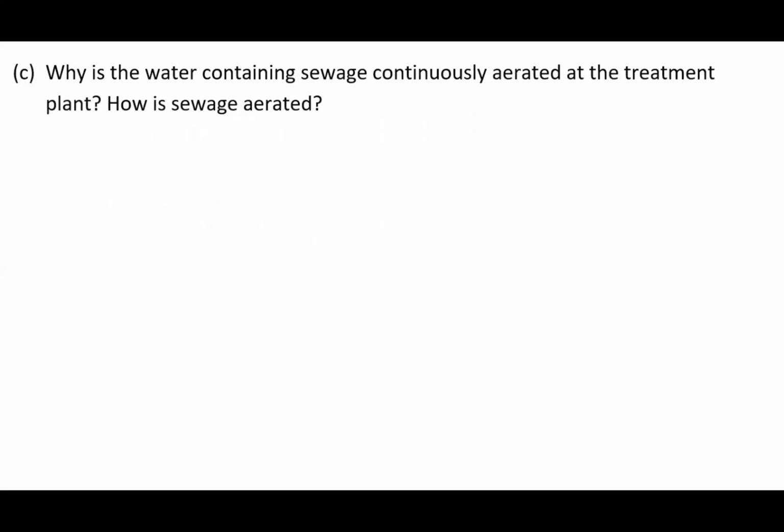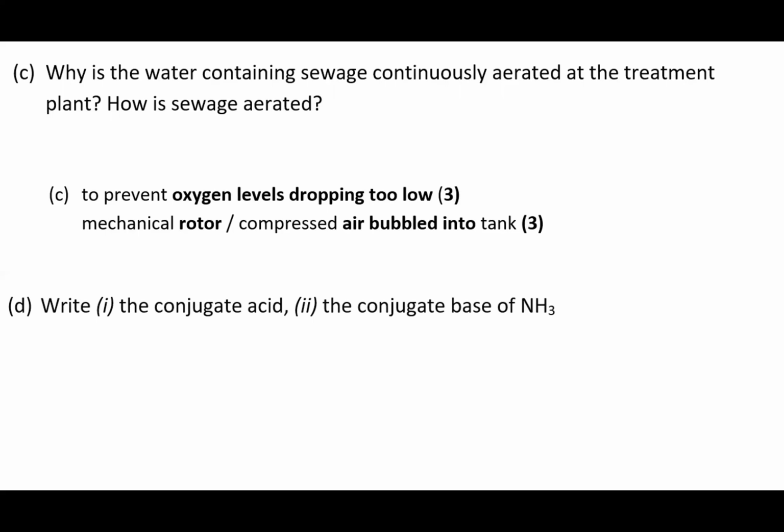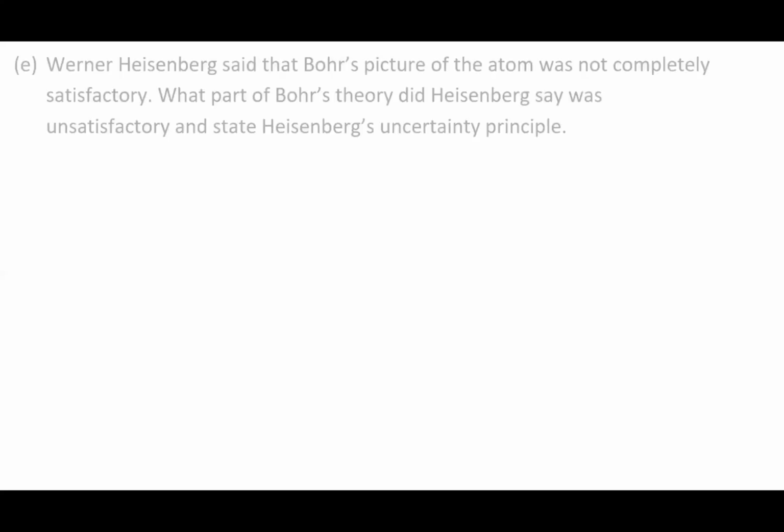Part C, why is the water containing sewage continuously aerated at the treatment plant, and how is it aerated? So it's aerated to prevent oxygen levels dropping too low, and this is done using a mechanical rotor or by compressed air being bubbled into the tank. Right, the conjugate acid and the conjugate base of NH3, so straightforward there, NH4+ for the conjugate acid, NH2-, apologies, for the base, and that's just hit or miss for that question.